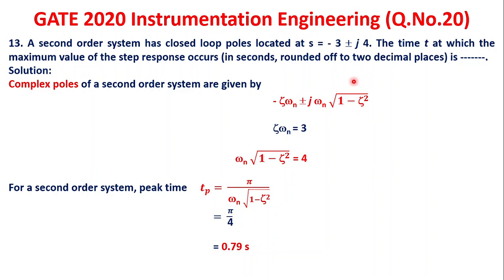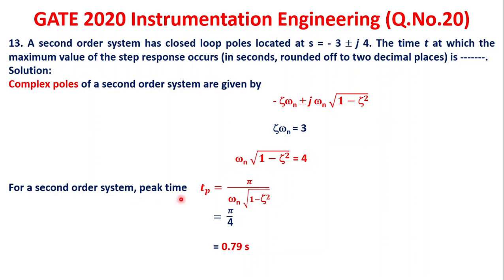What is a second order system? Closed loop poles are given by minus zeta omega n plus or minus j omega n square root of 1 minus zeta square. Therefore, if we compare these two, zeta omega n is 3, and omega n root of 1 minus zeta square is 4.